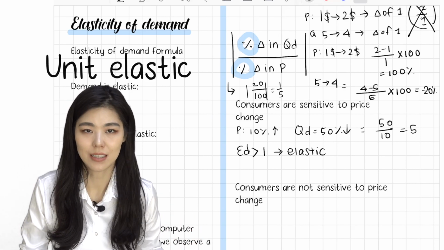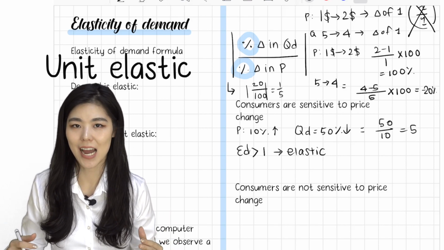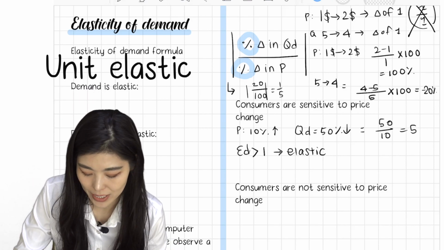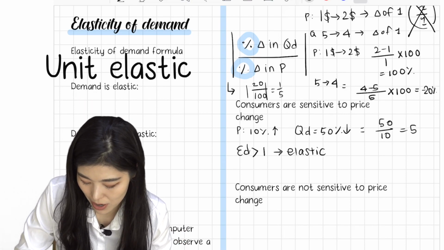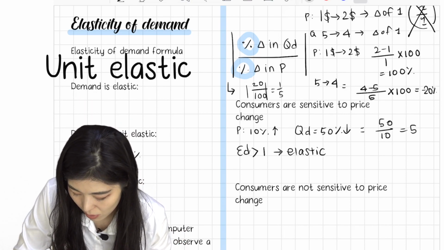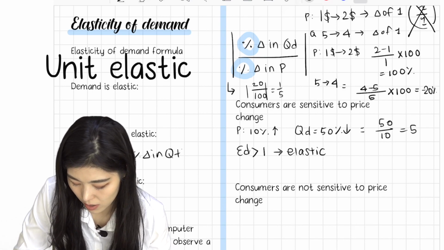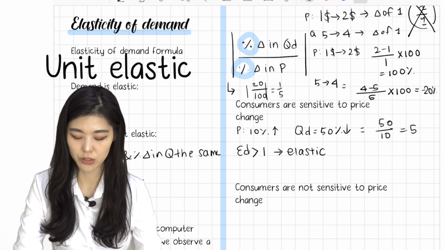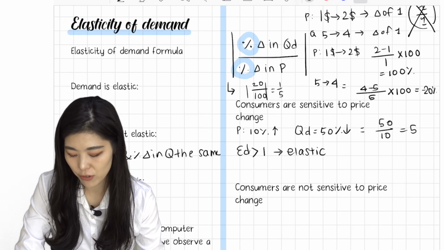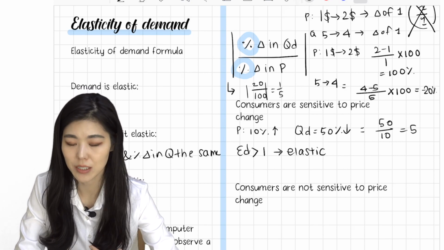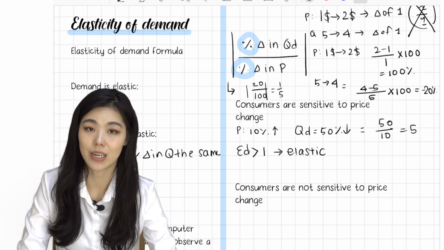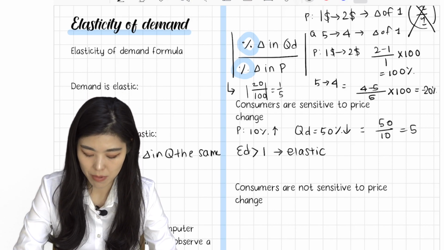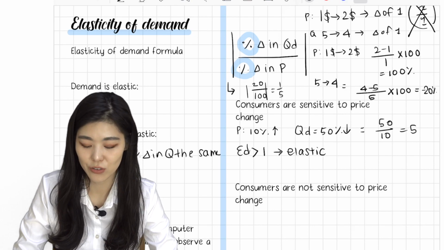Demand is unit elastic. Unit elastic means that the percentage change in price and the percentage change in quantity demanded are the same. So for example, if the price decreases 10%, then the quantity demanded of a good increases 10%. And you have to ignore the negative sign; it will always be negative. So that gives you 1. That is unit elastic. So elasticity of demand equal to 1 is unit elastic.